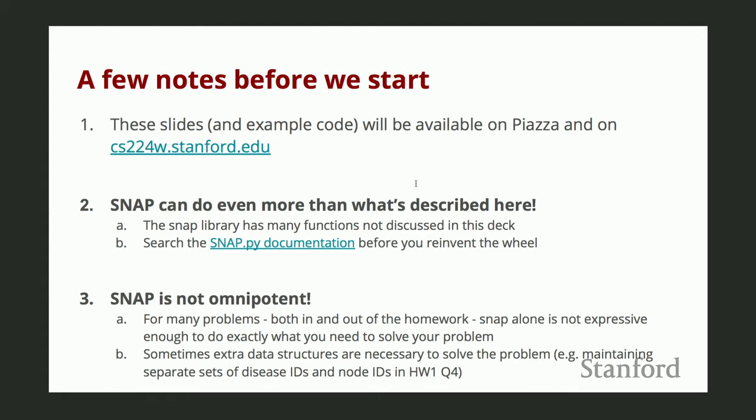And other times you need a data structure to store, for example, a mapping from a node's ID number in Snap to the real world name of it. So like a map from a disease ID to what the disease is, for example.